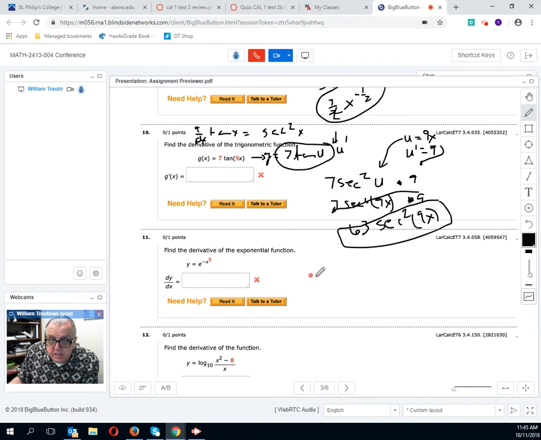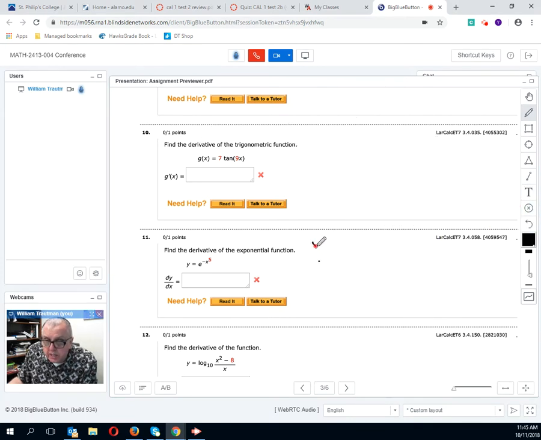Number 11, you can use the chain rule also. Try to simplify it and make it a little bit easier. I'm going to change it to y equals e to the u, and u is negative x to the 5. So the derivative of u is negative 5x to the 4th.